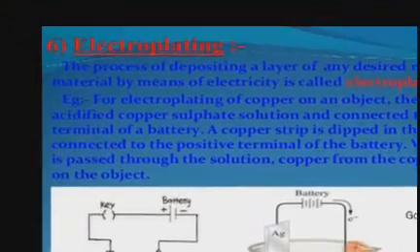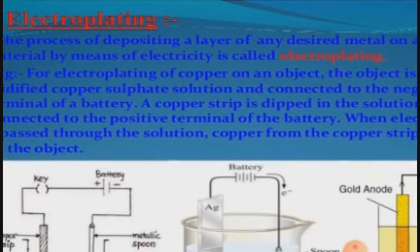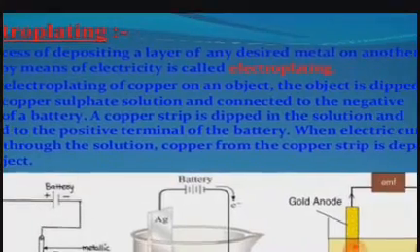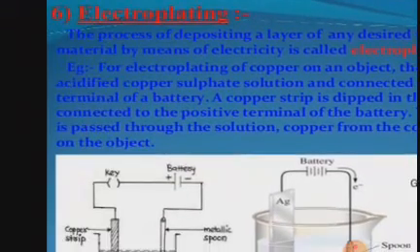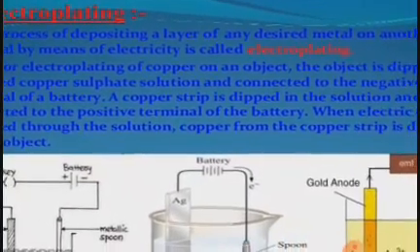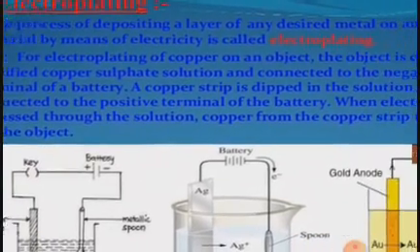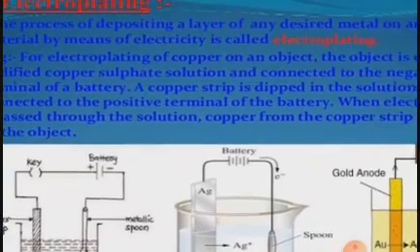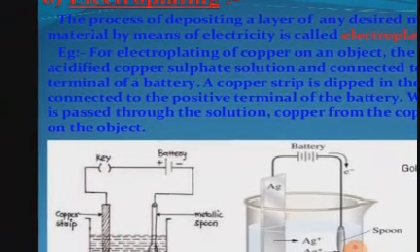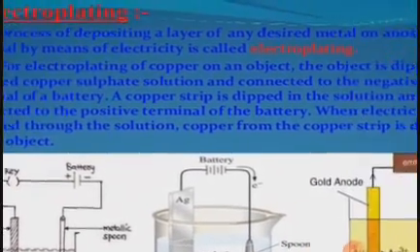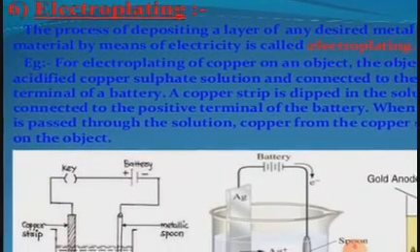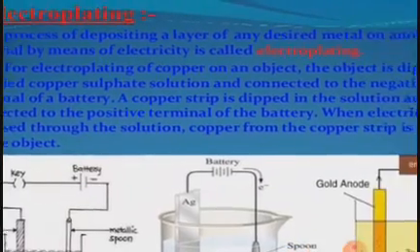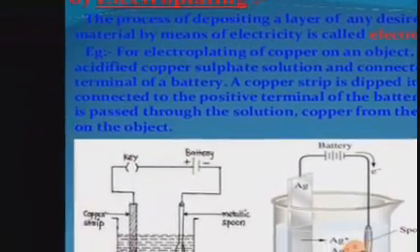Electroplating. Electroplating is one of the chemical effects of electric current. The process of depositing a layer of any desired metal on another material by means of electricity is known as electroplating. For electroplating of copper on an object, the object is dipped in the acidified copper sulfate solution and connected to the negative terminal of the battery. A copper strip is dipped in the solution and connected to the positive terminal of the battery. When electric current is passed through the solution, copper from the copper strip is deposited on the object.